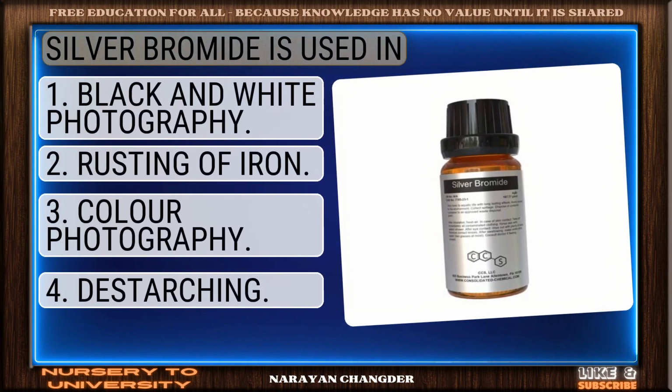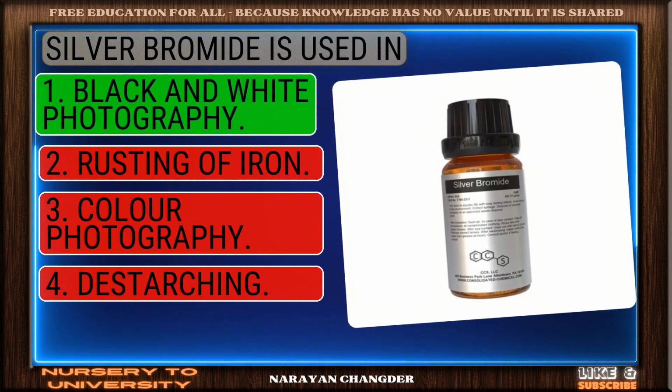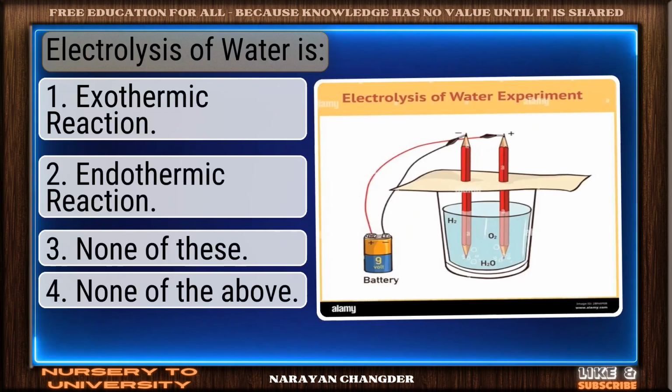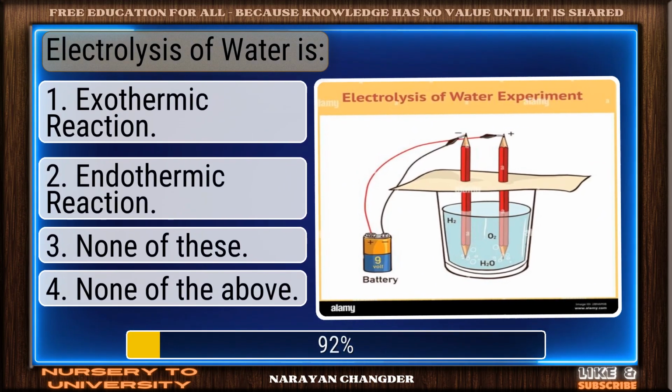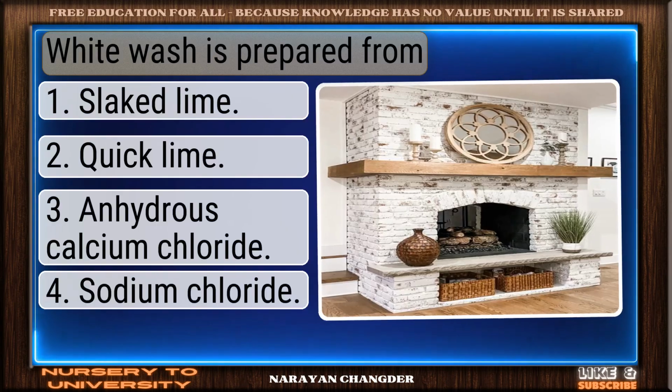Silver bromide is used in. Perfect. Black and white photography is the one. Electrolysis of water is. Nice selection. Endothermic reaction is correct.